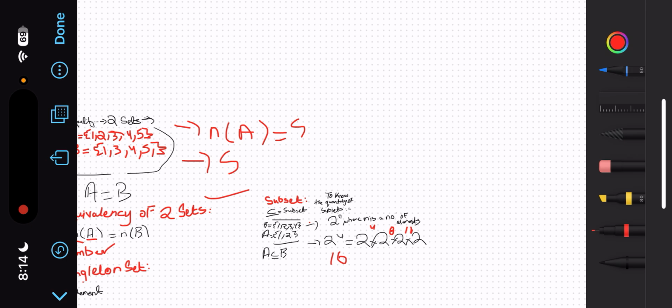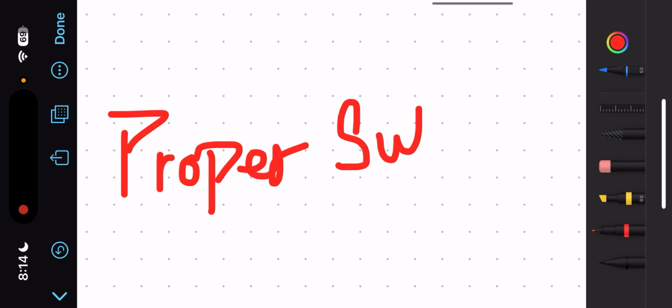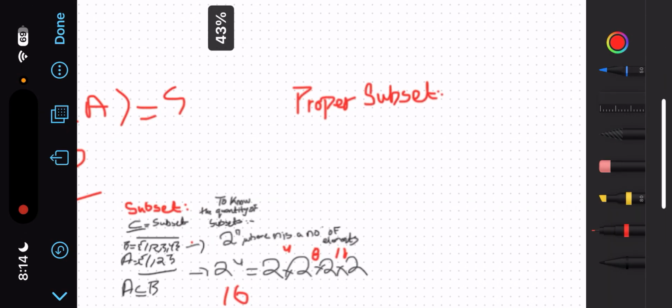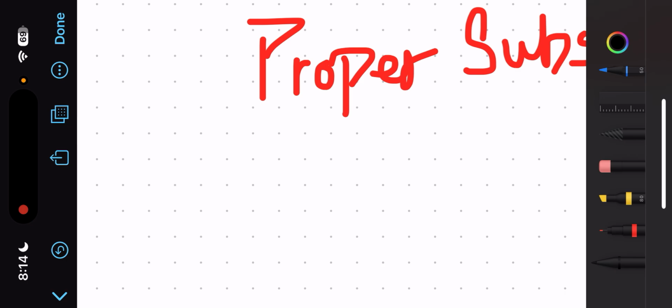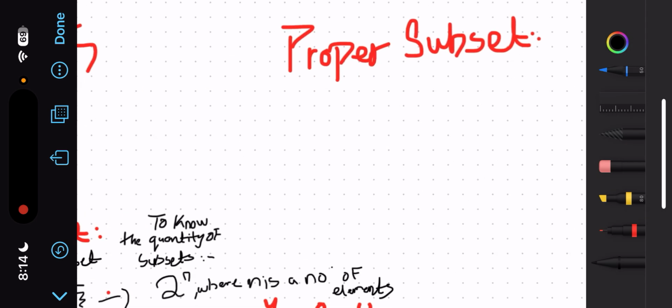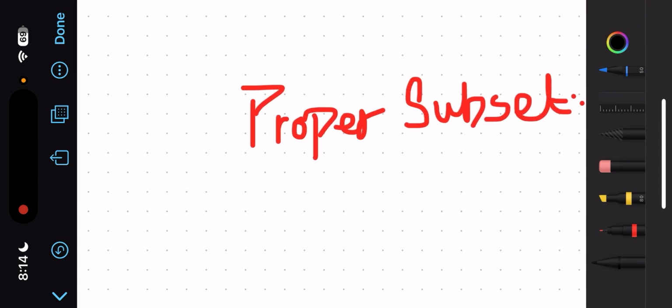Now we will learn what is a proper subset and an improper subset. Let's start. A proper subset you can say is the normal form of subset. If A is a subset of B and B is not a subset of A, then A is called a proper subset. You can take the example of this one. This was a proper subset, where B has all the elements that A has, so it is known as a proper subset.